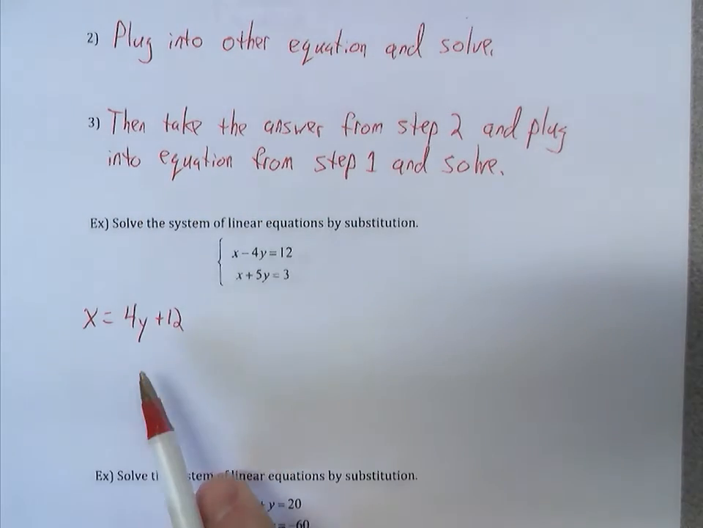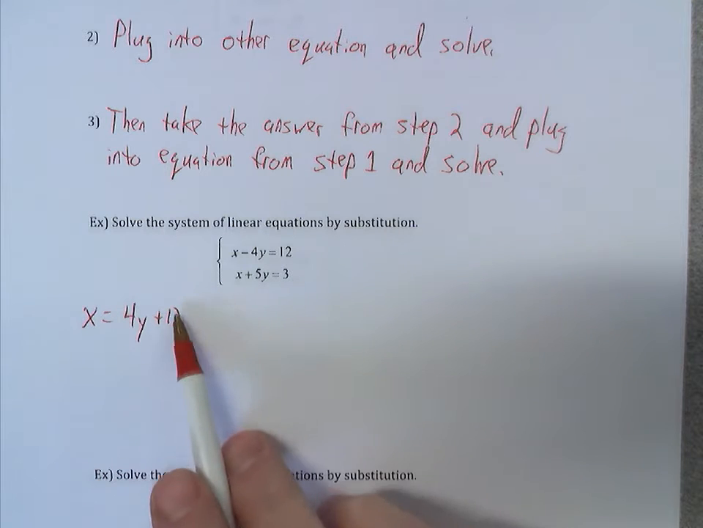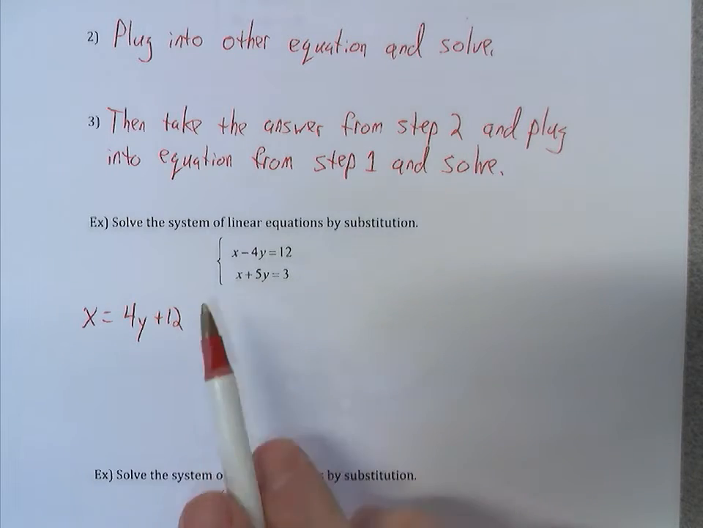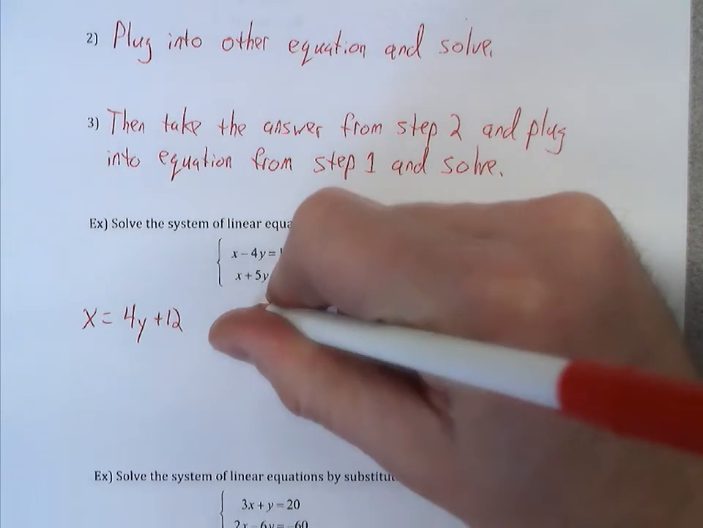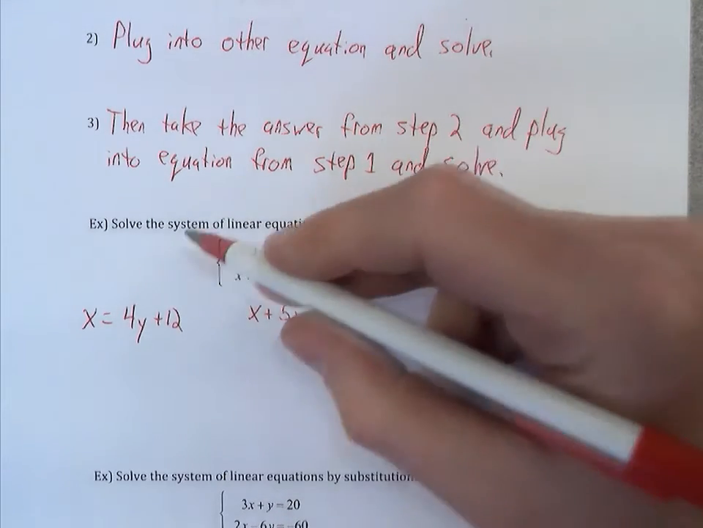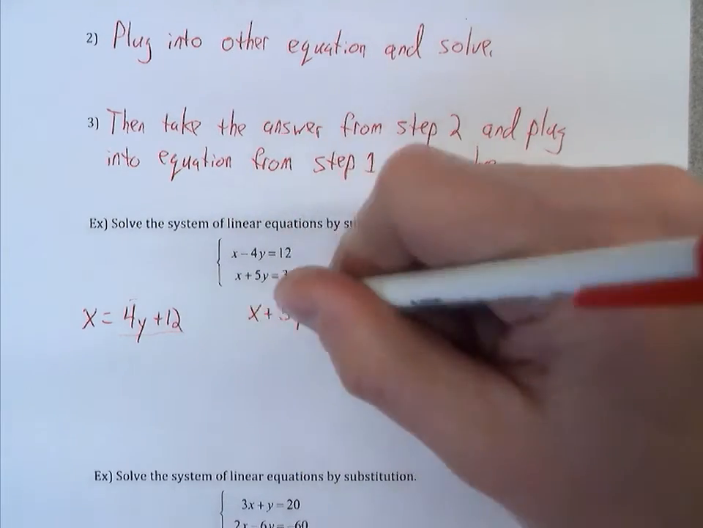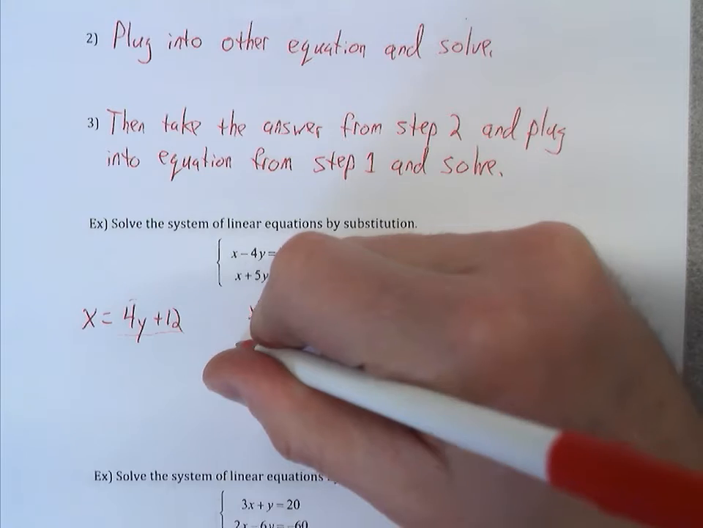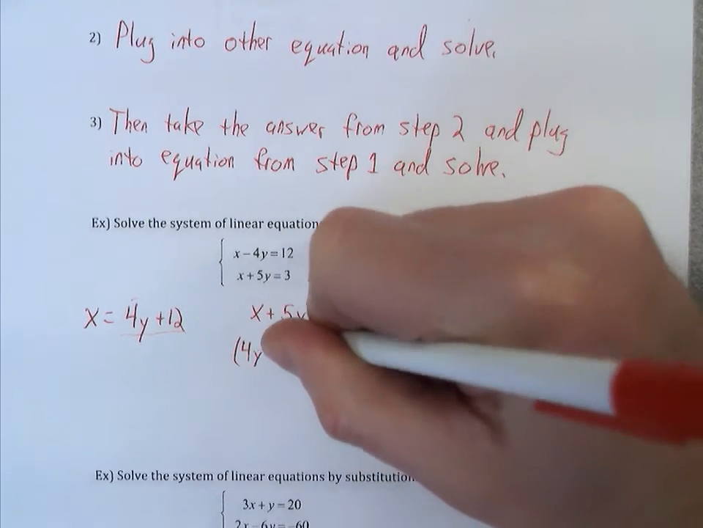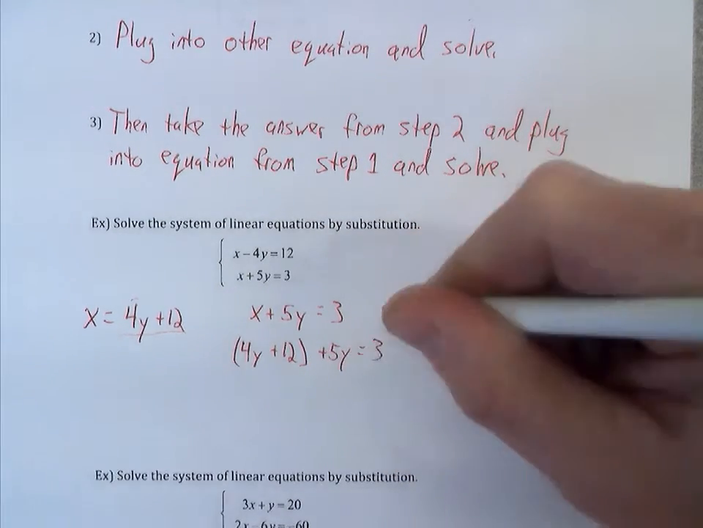Now I'm going to take this x value and insert it into this equation for x. So again, we know that x plus 5y equals 3. So I'm going to insert this equation here into x. And so we'll have nothing but y. So I've got 4y plus 12 plus 5y equals 3.